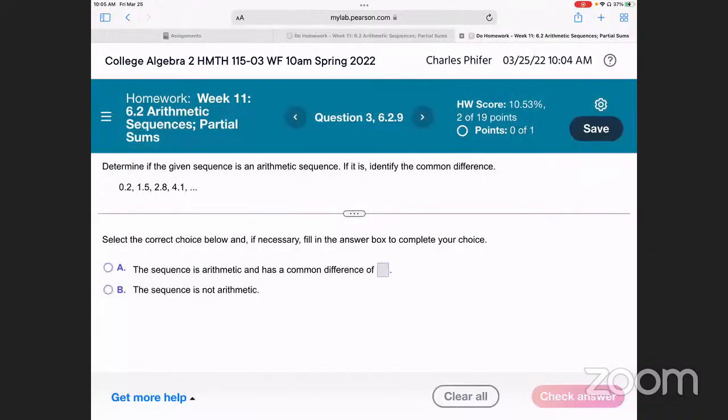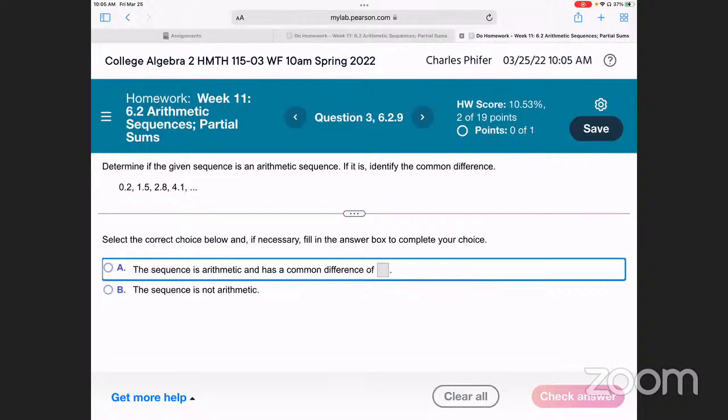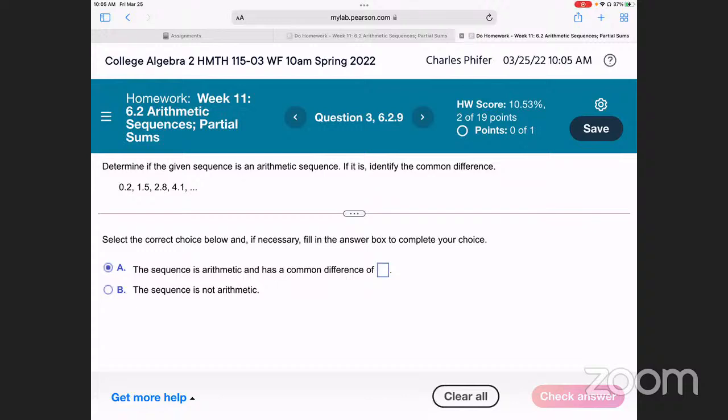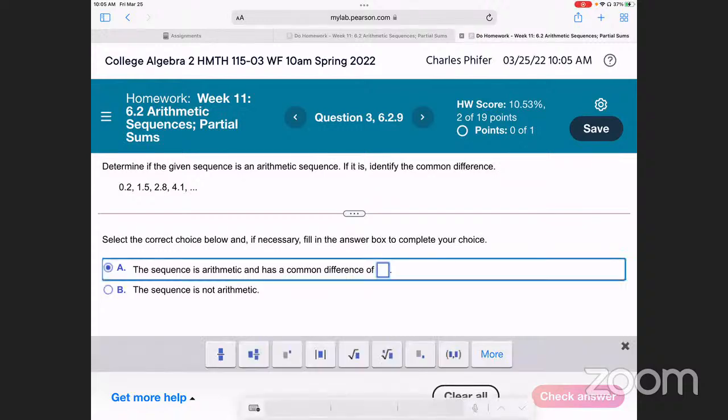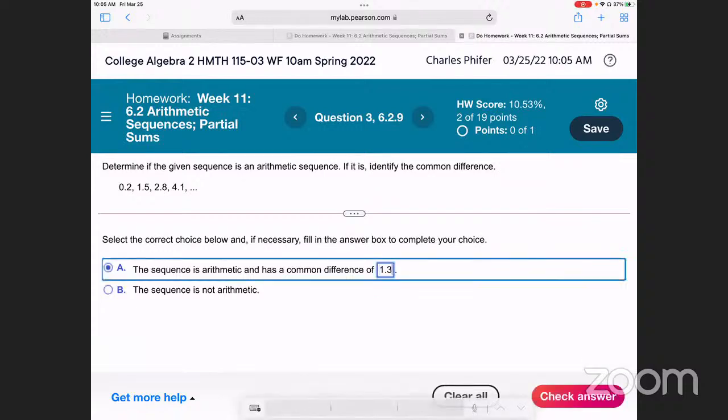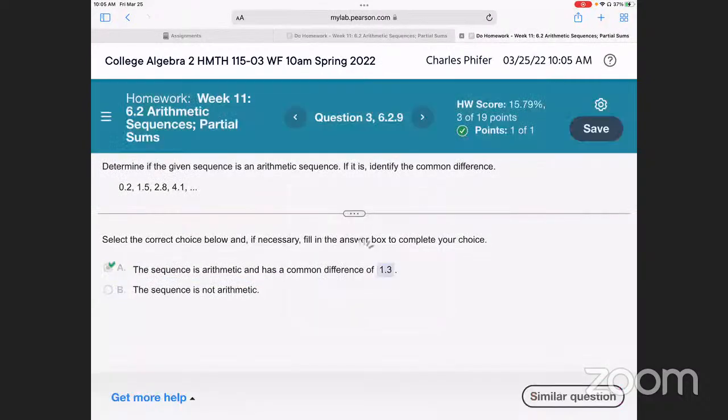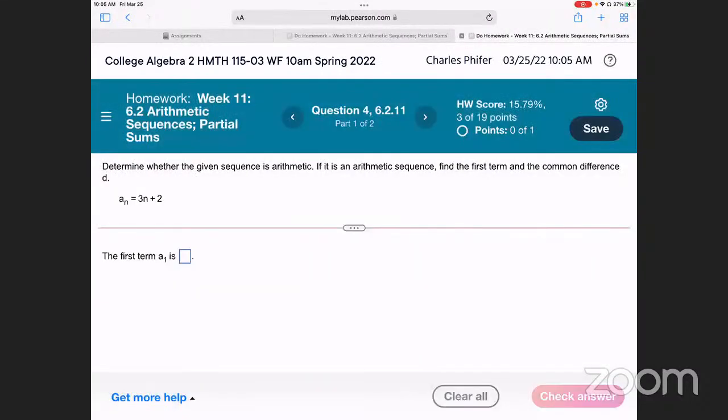Okay. Let's see. Determine if the given sequence is arithmetic. If it is, okay. So 0.2, 0.8, 0.5 plus what, is 1.3? So 1.3, 2.8, 4.1. I think this is yes. And the common difference, I think we said 1.3. So it looks like we're adding 1.3 each time. And again, if anything is not clear, feel free to unmute yourself.